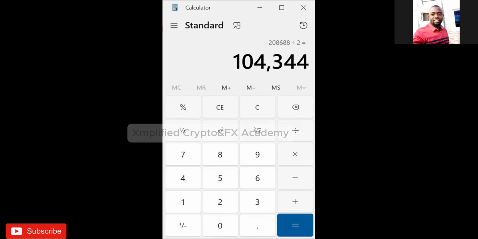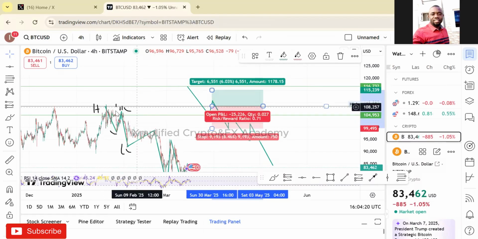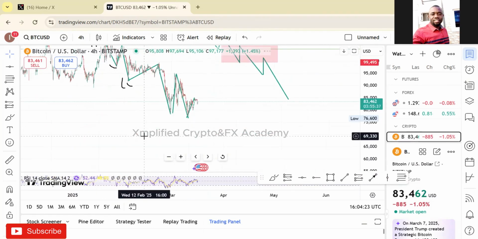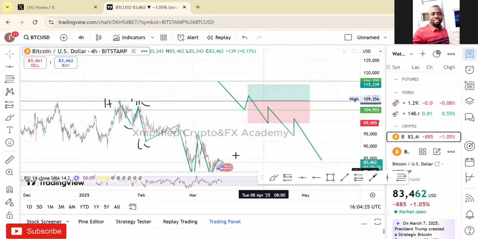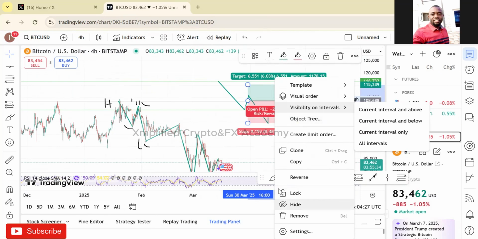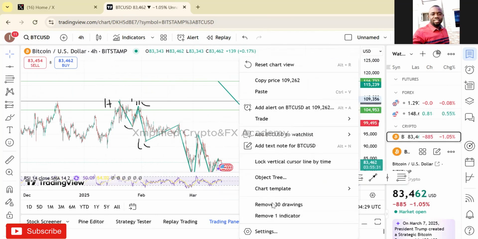From this chart of mine, it's not up to that. Now let's go to the rate chart to explain this. Let's move to the rate chart so that we can explain what this guy is doing. Let me remove all this nonsense I have here.